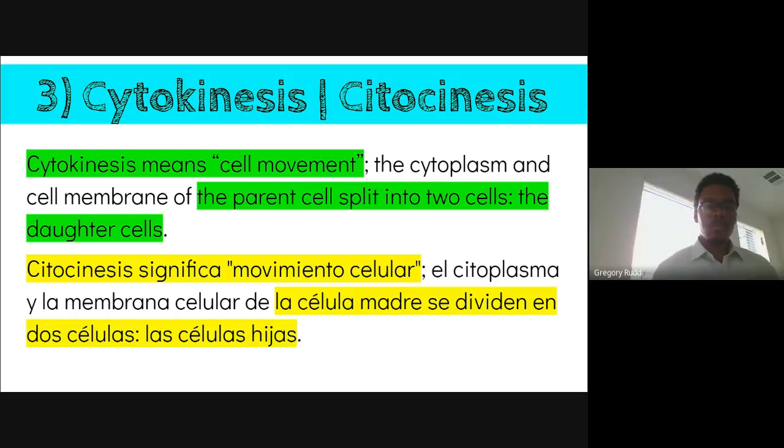Okay. So cytokinesis is when the two cells literally move apart, they split.